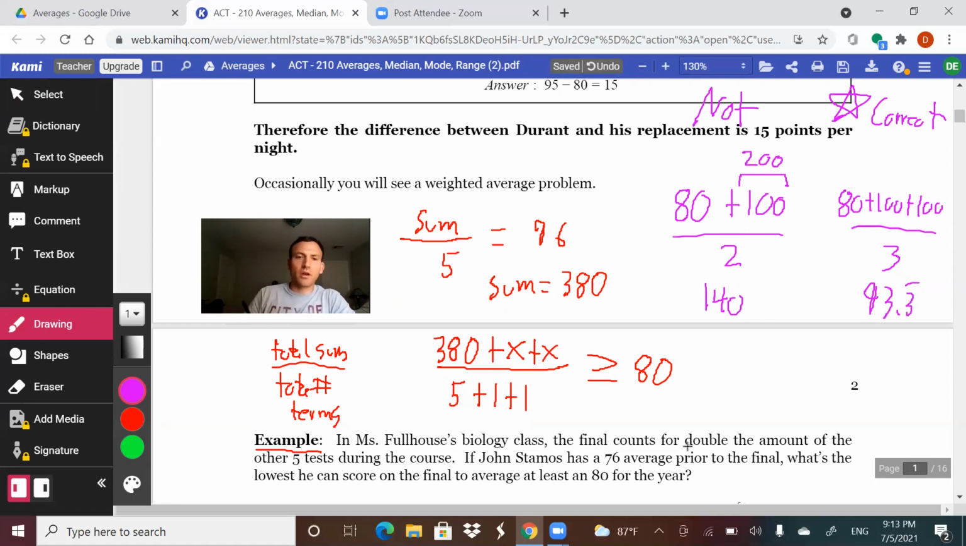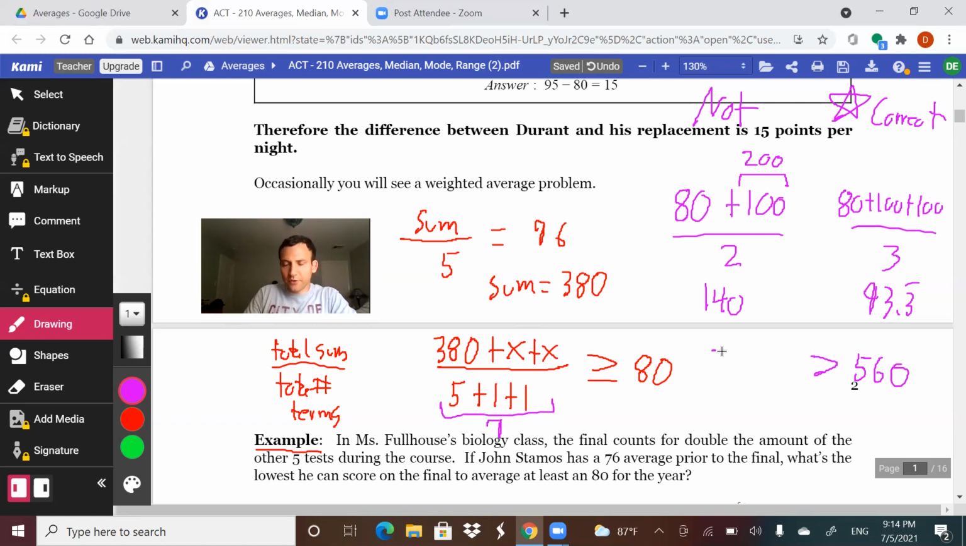So going back to this problem we were looking at, he has 380 on his first set of tests. He takes a test that counts for double, so 2x, and then we have 7 in the denominator. So now all we have to do is isolate the 2x. So 80 times 7 is going to be 560, to get that out of the denominator, because this is 7.